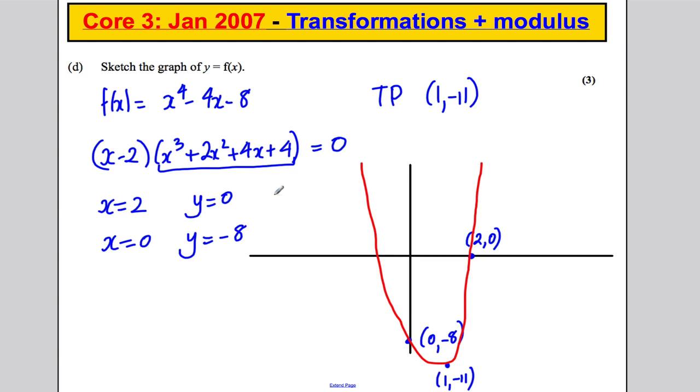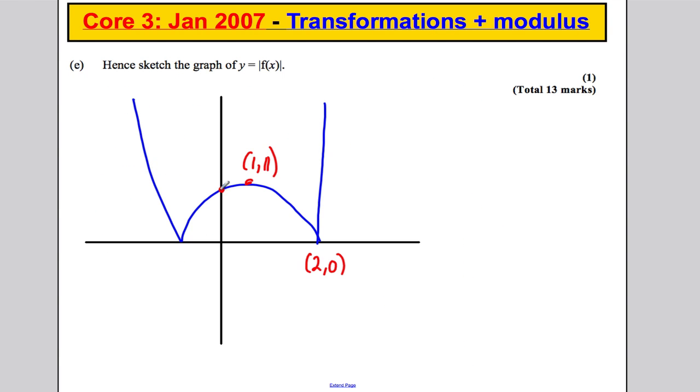This point here is 0, negative 8, so this point here is 0, positive 8. And we didn't know what this point is, so we don't really care. And we're done. Next question, pause the video, have a go.